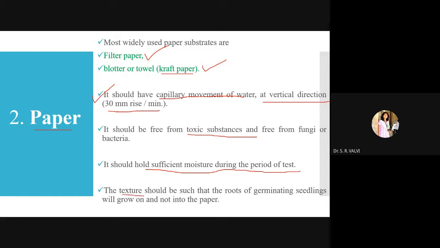Now, the texture should be such that the roots of germinating seedlings will grow on and not into the paper. See, this is a very important point. What is mentioned? The roots of germinating seedlings will grow on the paper, right? They do not penetrate the paper. The germination should be on the paper and not into the paper. This is a very important point, not into the paper.